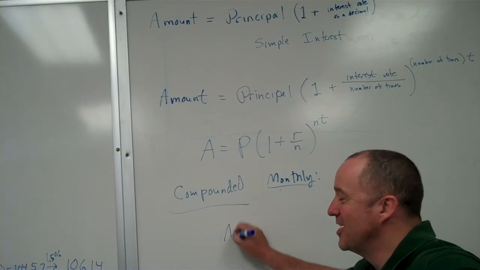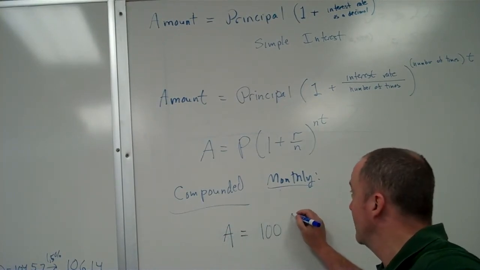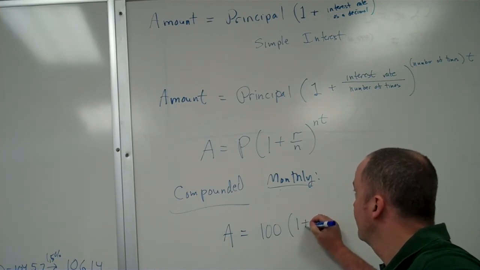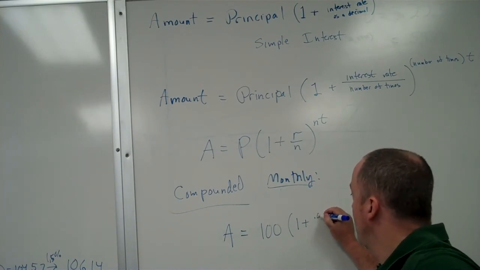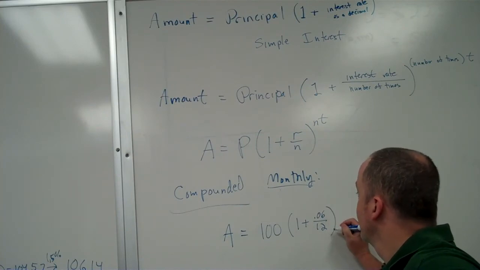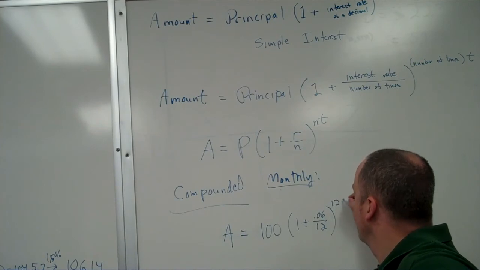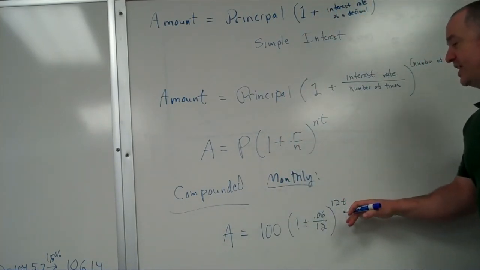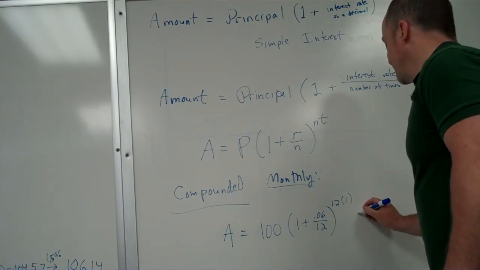In this case, the amount we'll have in the bank is our principal of $100. That's what we started with. Times 1 plus, okay, our rate was 6%, 0.06 divided by 12. Why 12? Because monthly, there's 12 months in a year last I checked. Raised to the 12t, okay? And in 1 year, the t is 1. Because I was only asking what do you have after 1 year.